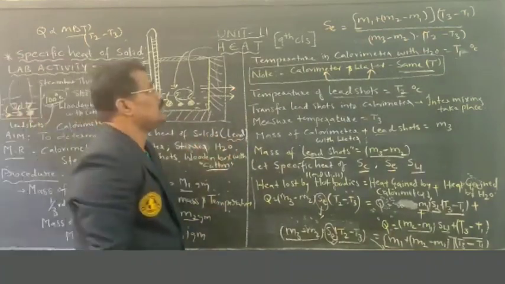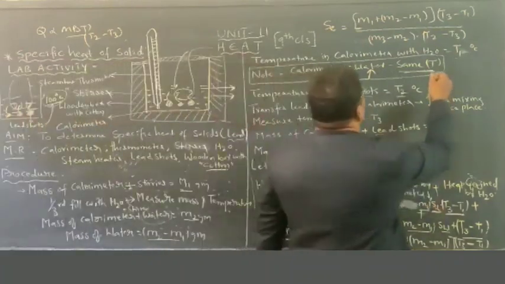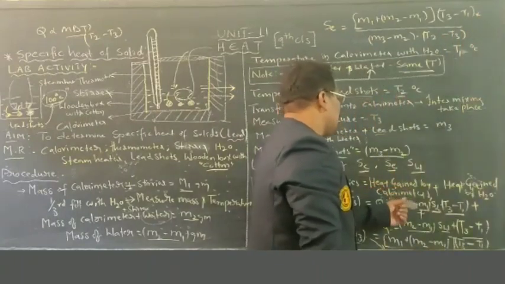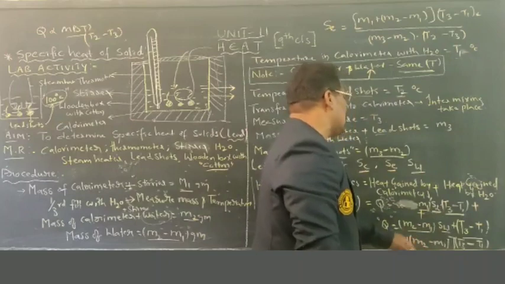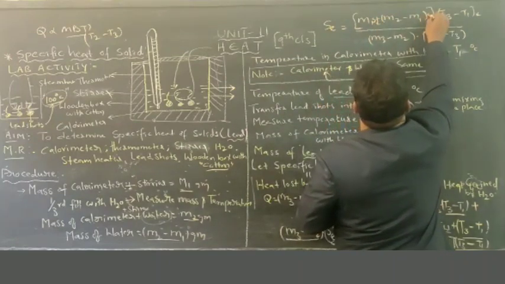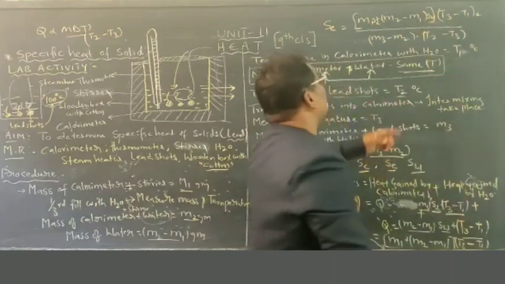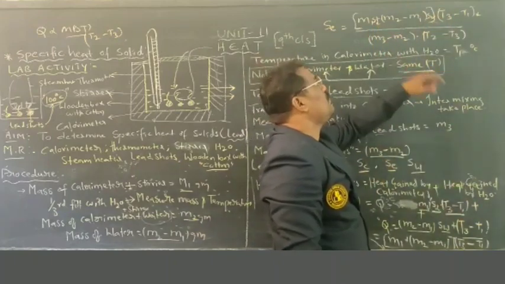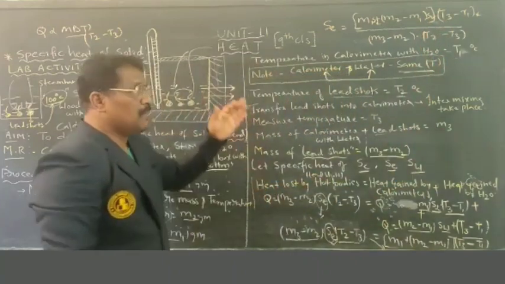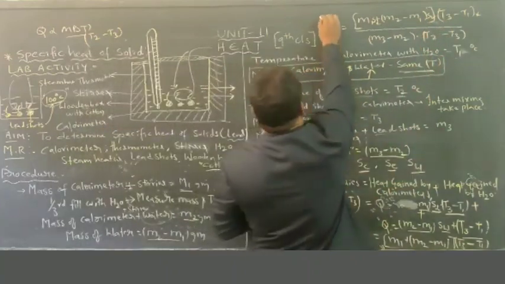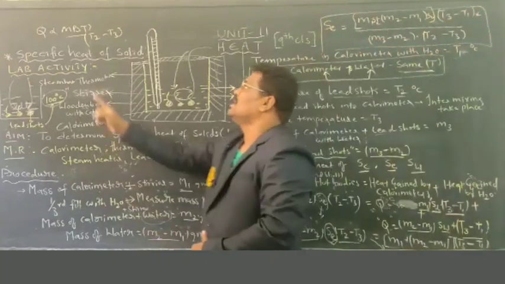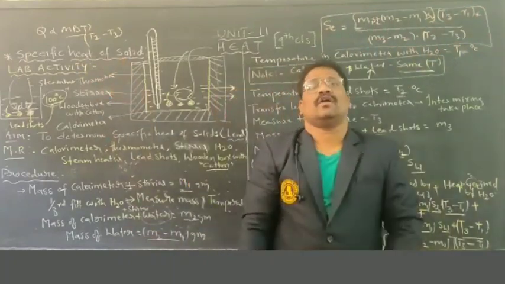What else can we take there itself? Here the specific heat of water is also common. Here also, heat gained by calorimeter, C is calorimeter, so SC we can give here, and here SW. SC indicates specific heat of calorimeter, SW indicates specific heat of water. By using this formula, we determine the specific heat of solid.